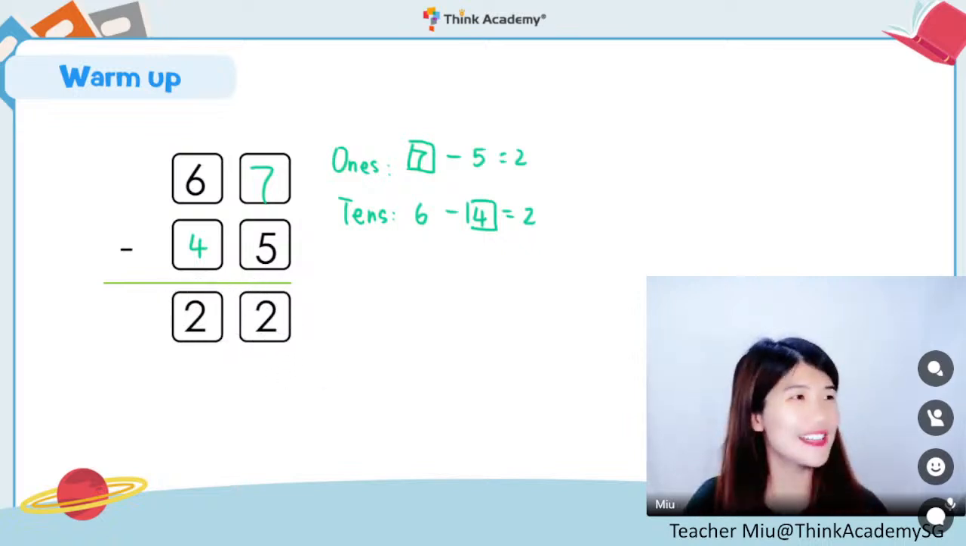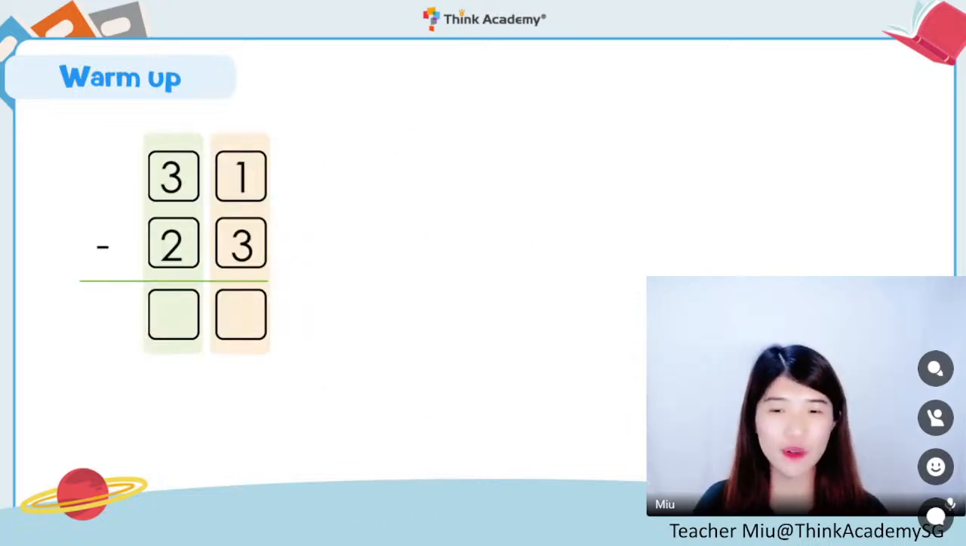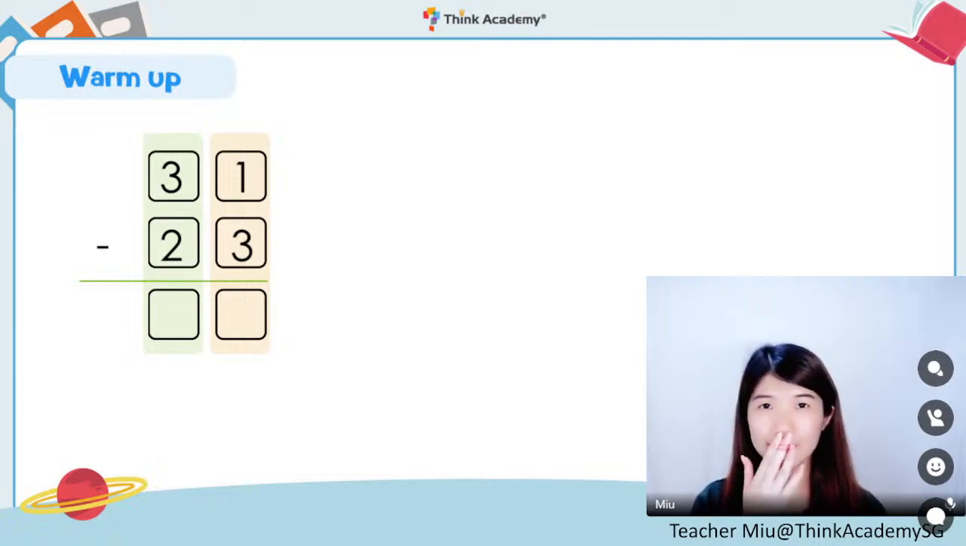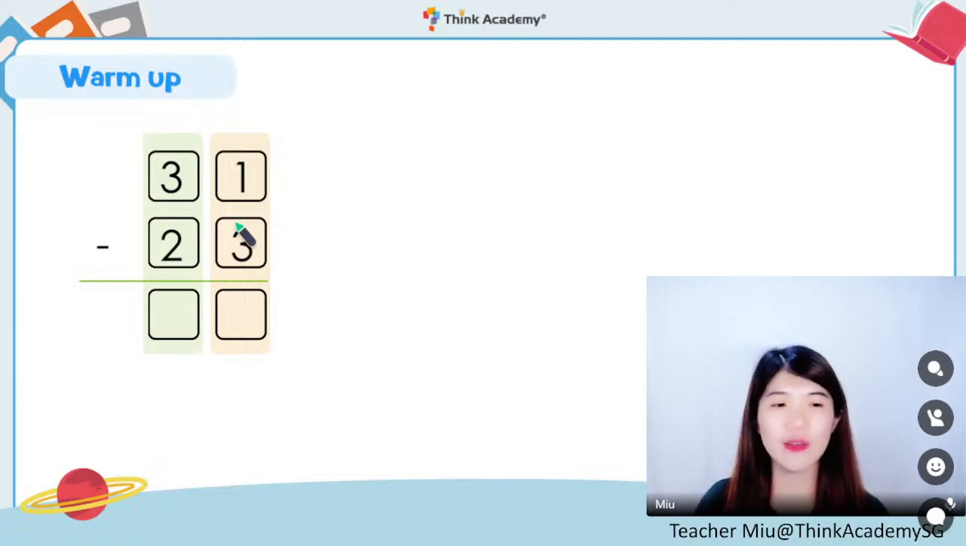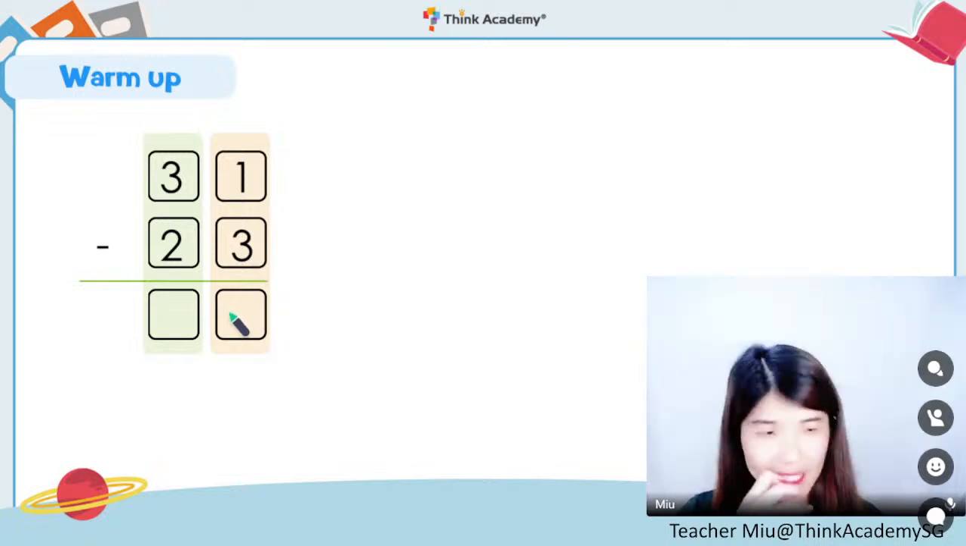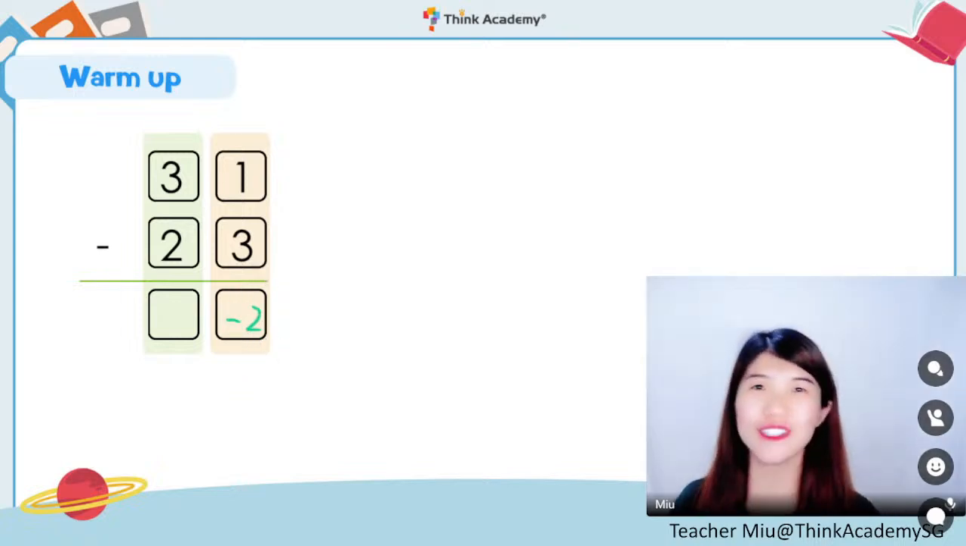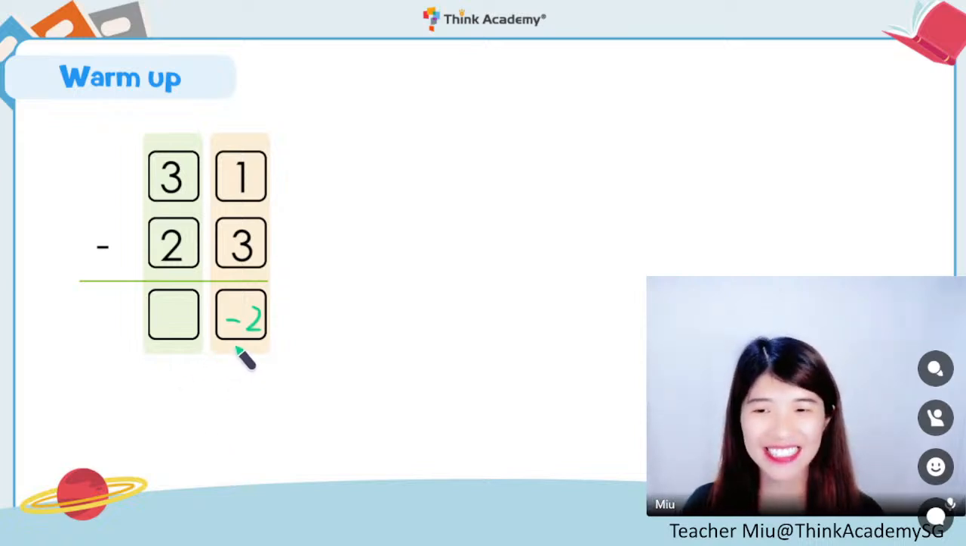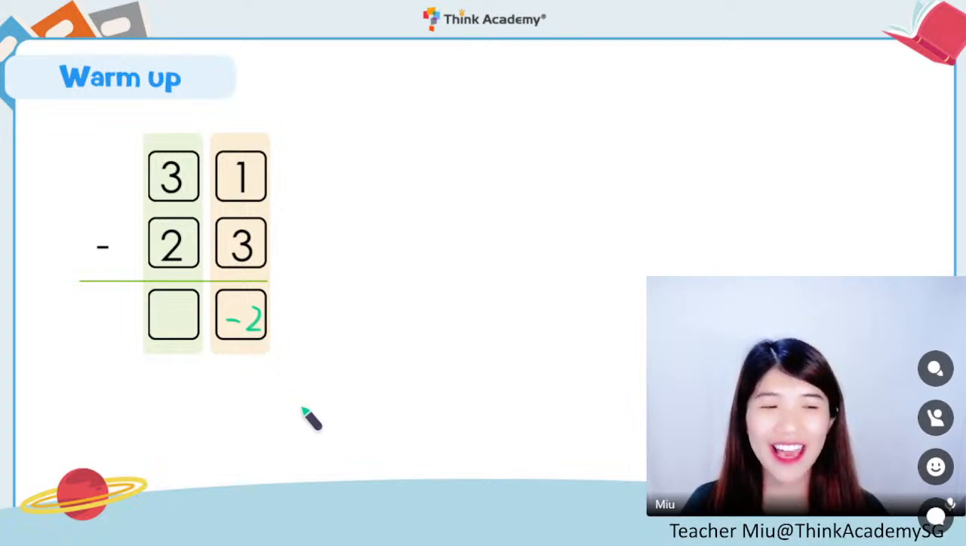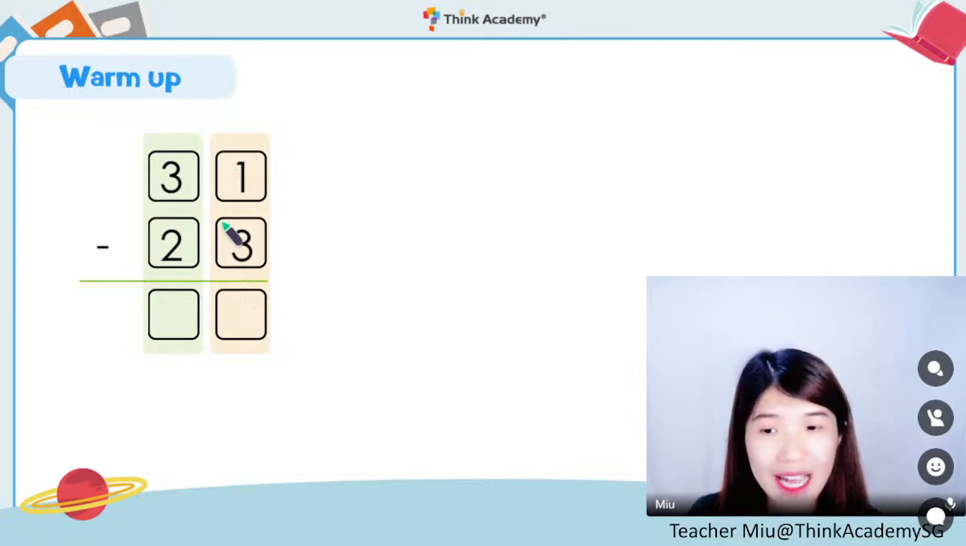So now it's your turn. For this question, what do you think? For the ones place first, right? Again, 1 minus 3. Negative 2. Can you put a negative 2 here? Cannot, right? How can you put a negative 2 in a box? Not possible. When the ones place is not enough to minus, what should we do?